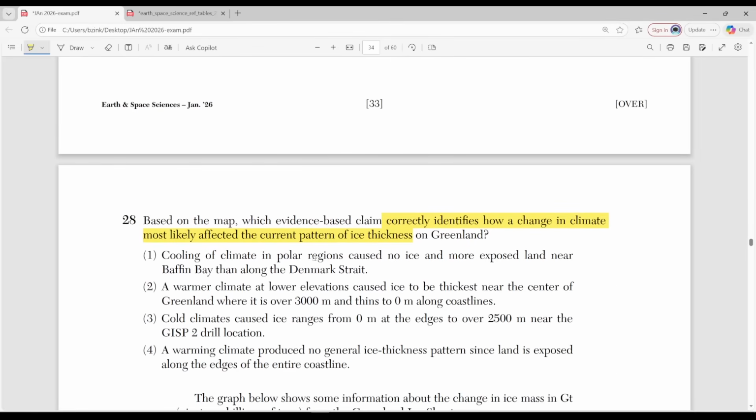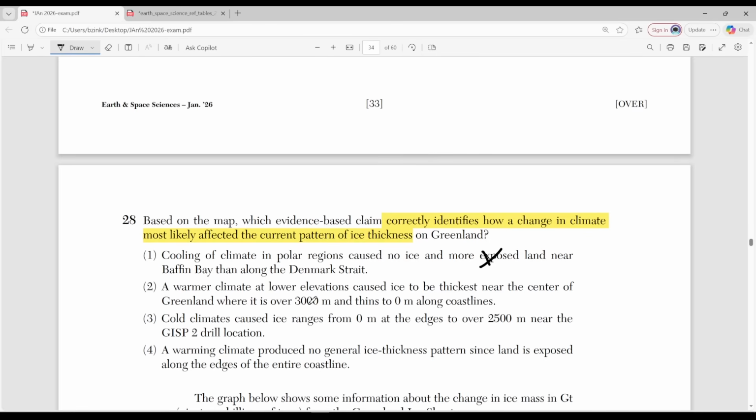So let's see. Obviously we're going to need to melt, right? So we're not going to do a cooling climate. Cooling of climate in polar regions causes no ice and more exposed land. No, because exposed land happens when all the ice melts, then the land is exposed. So that's out.